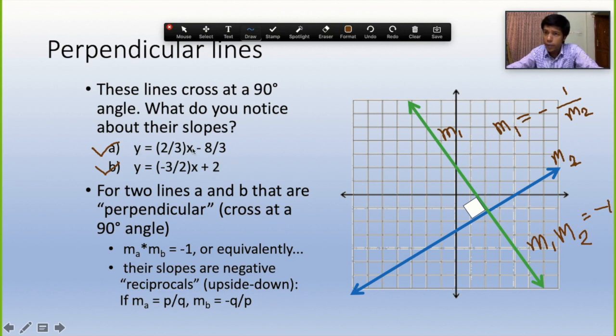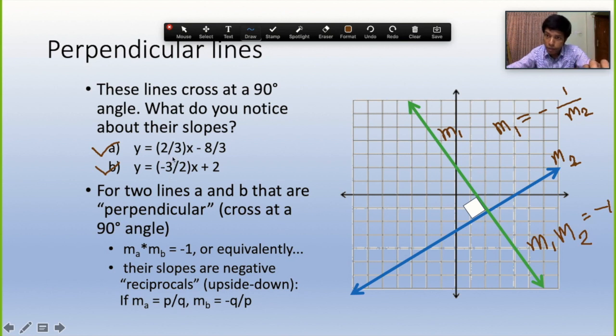So are they parallel? First of all, they are not parallel. Why? Because the slopes are not the same. See, this is 2/3, this is -3/2. So the numbers are not the same, so they are not parallel.